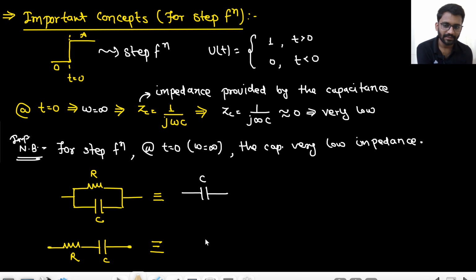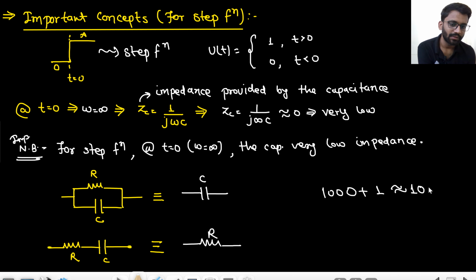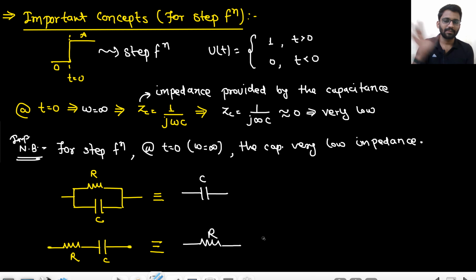And you can replace the resistor with a single resistor. Why so? Because if 1000 and 1 are connected in series, it will be nearly equal to 1000 only. So this is some finite value and this is a very low value. If a very low value and a finite value are connected in parallel, it will be replaced with a very low value. If a finite value and a very low value are connected in series, it will be replaced with the finite value. So at t equals to 0, you can replace it something like this.